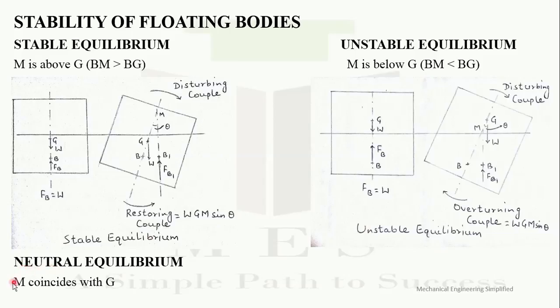When the M and G coincide, then it is again the case of neutral equilibrium, and whatever disturbing couple you provide to the body will remain in that position. Okay, so that is the neutral equilibrium, that M and G coincide.